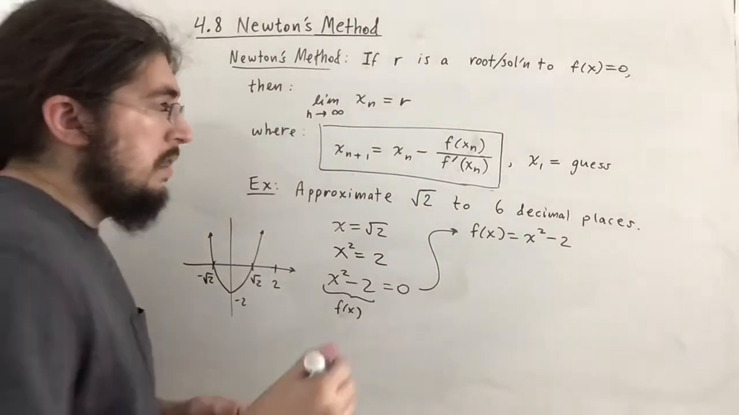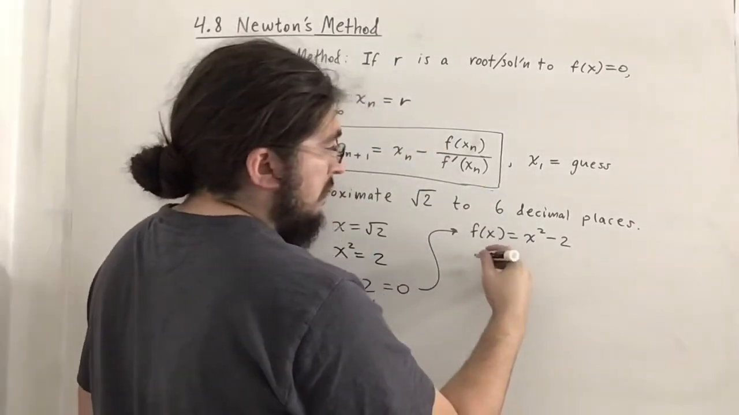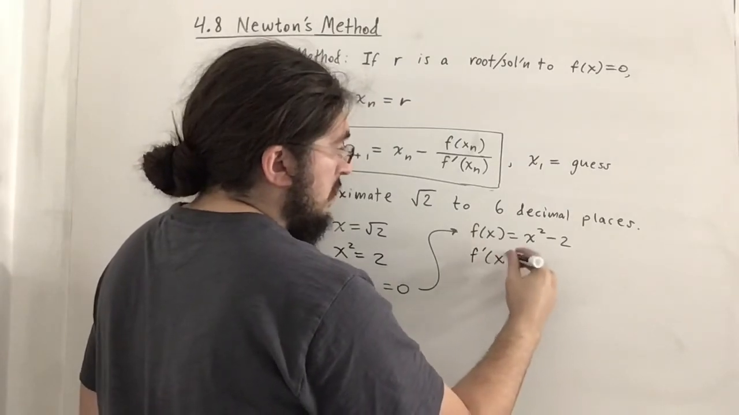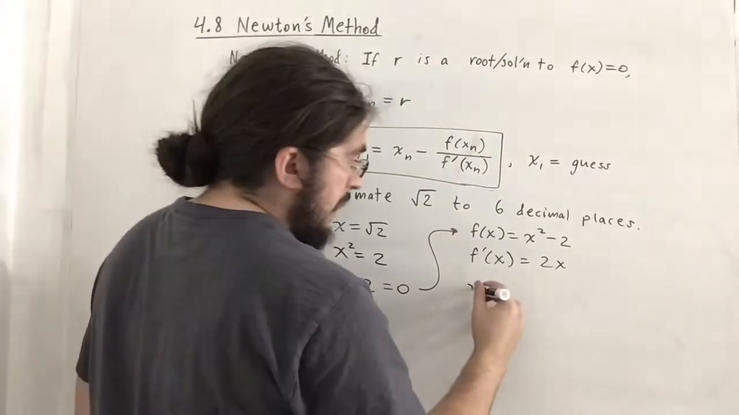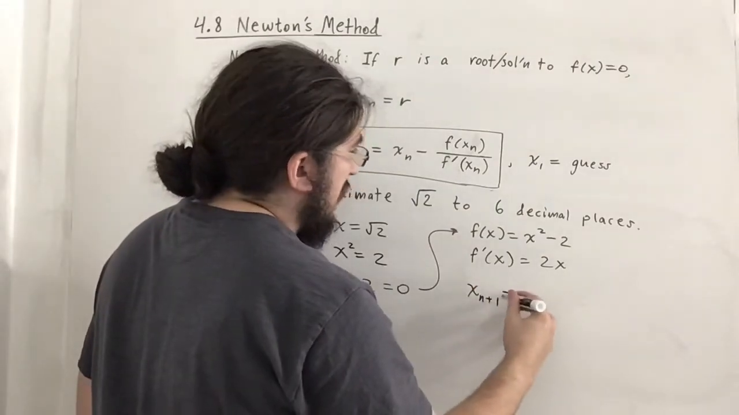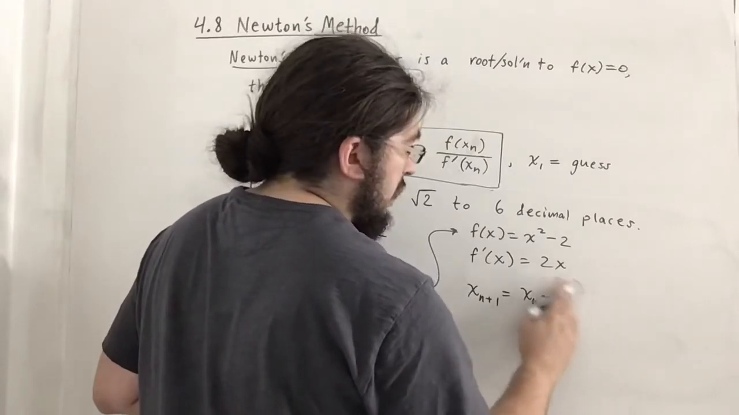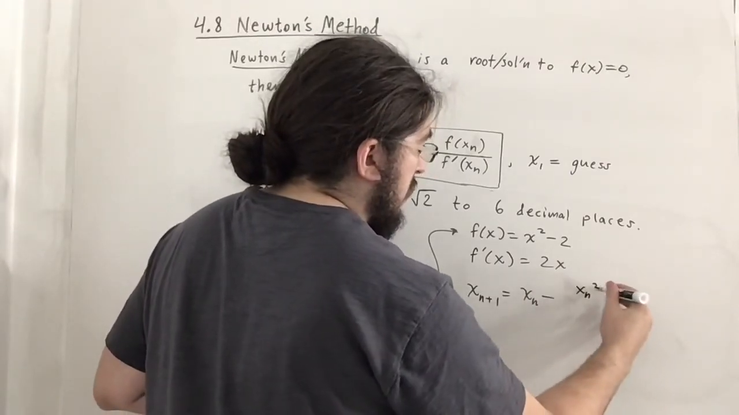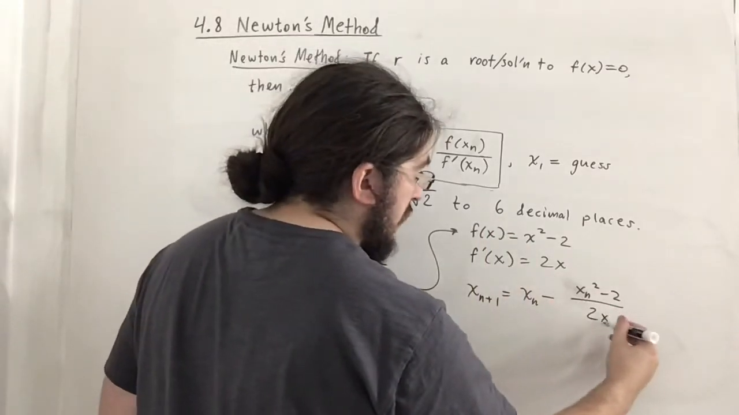We're just going to continue from this. But first, to get this recursion set up, let's see. We need to find f prime first. And notice f prime of x is equal to 2x. And setting this up now, we get x_{n+1} is equal to x_n minus f of x_n, which is x_n squared minus 2, over f prime of x_n, which is 2x_n.